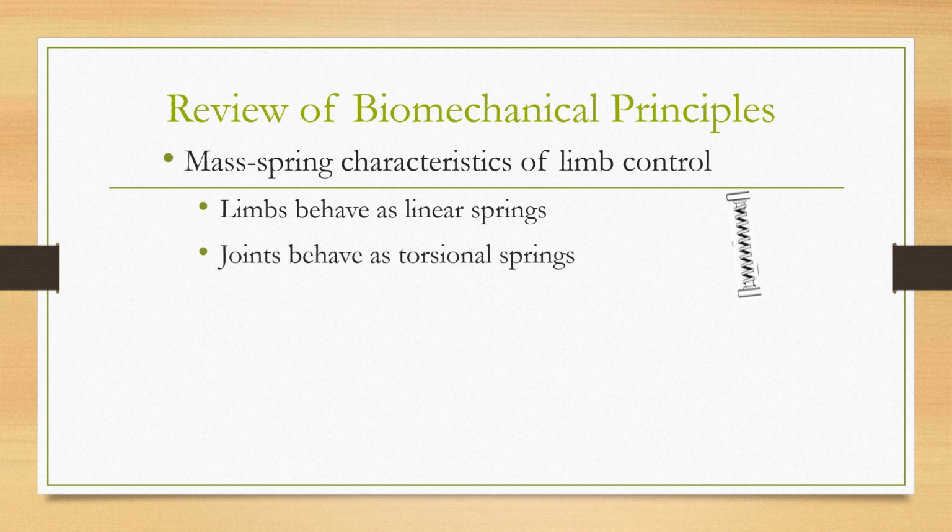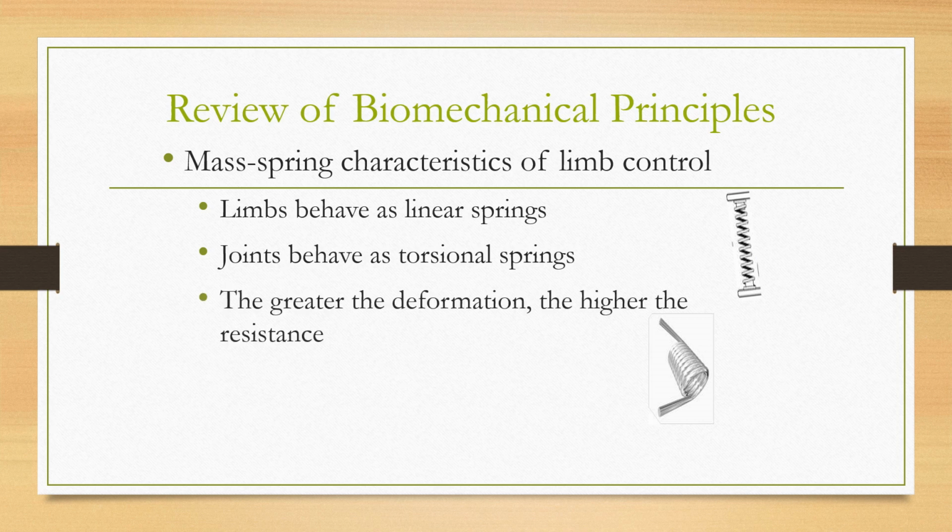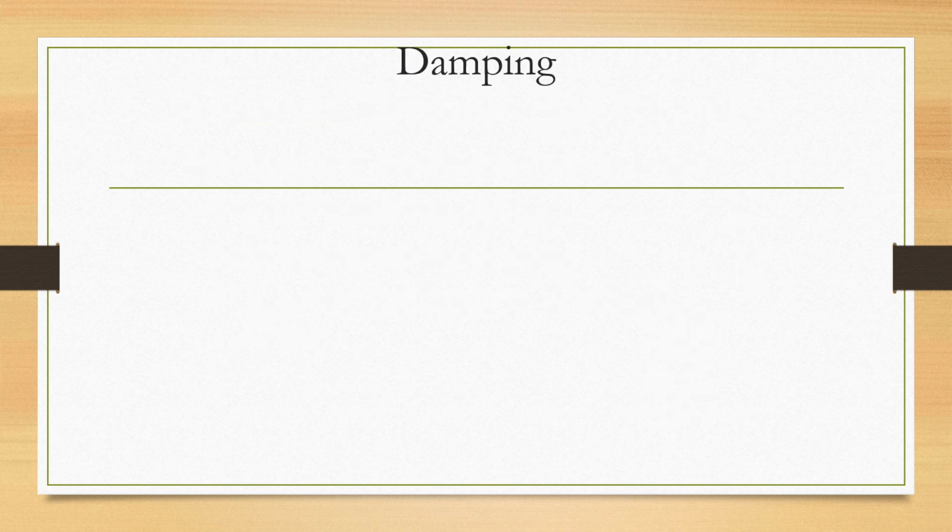The joints behave like torsional springs. And what you see here is a diagram of a torsional spring. So as that bends, as it recoils, it releases energy, and the more it's bent, the stiffer it gets, so the more potential energy return there is. Limbs also behave as dampers, and dampers are energy absorbers.